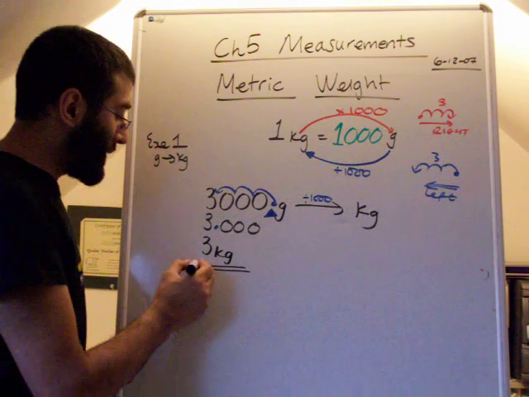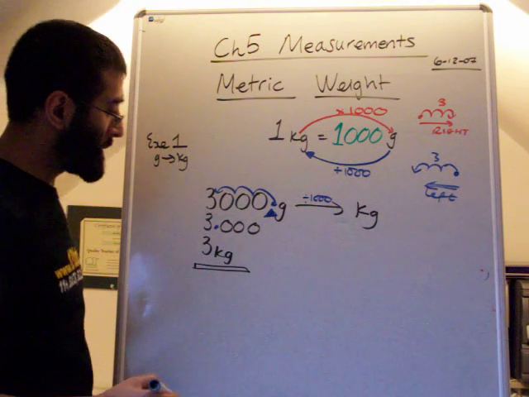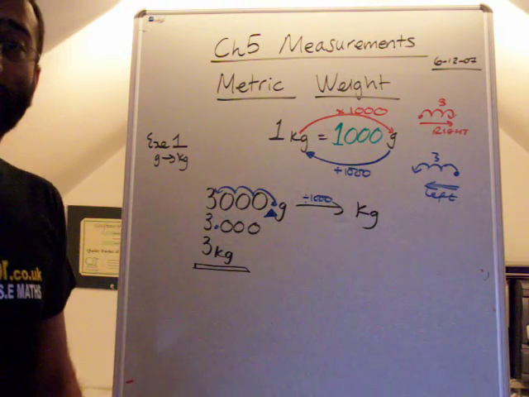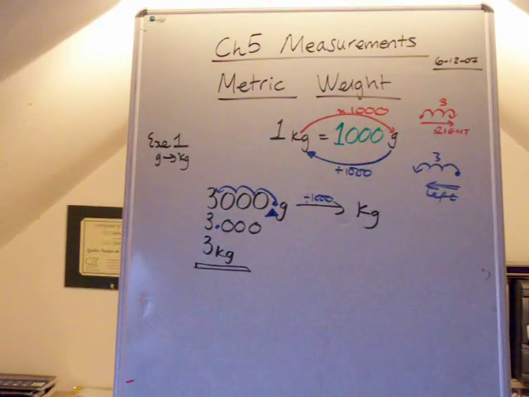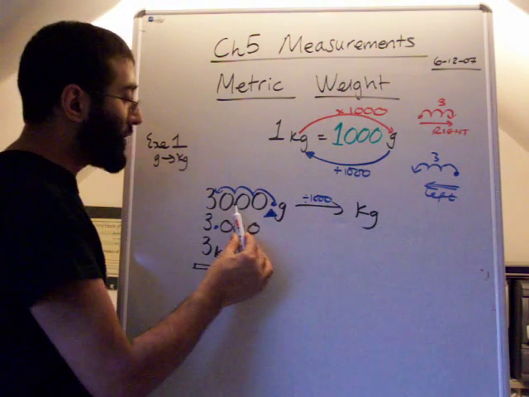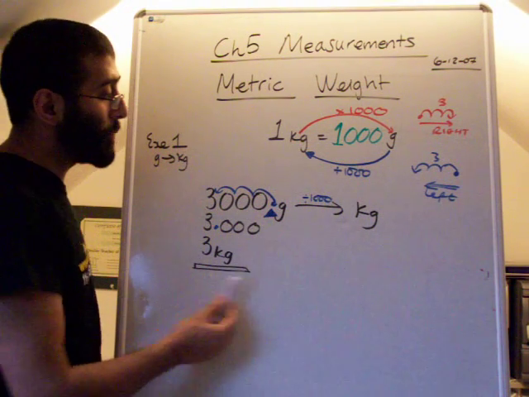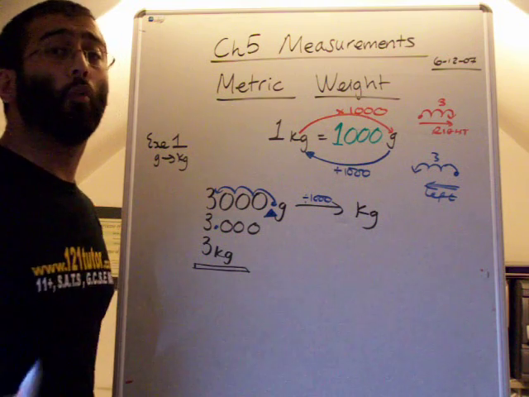Okay, we have 3 kilograms, and that's the answer that we're going to get. Okay, so we've converted 3,000 grams into 3 kilograms by using this method. Let's go through it once more.